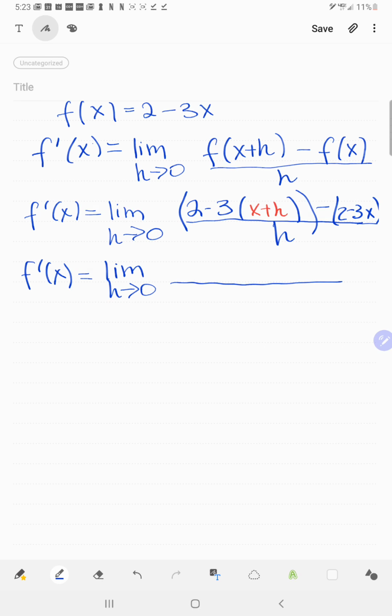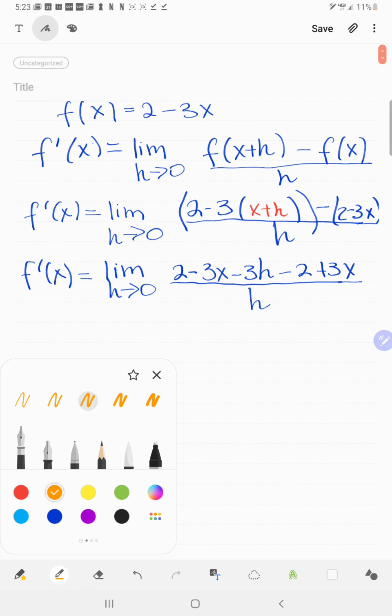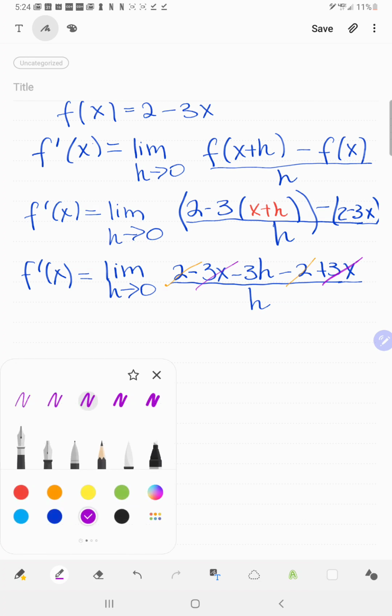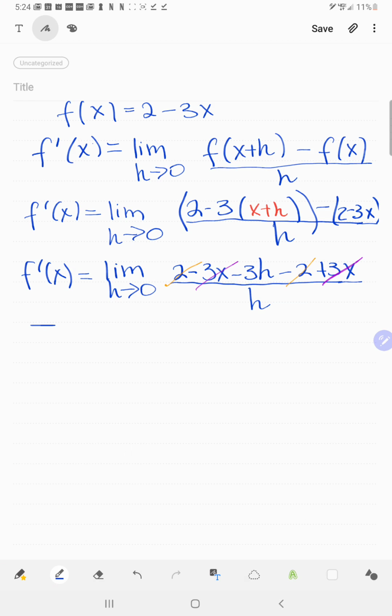and now we'll simplify. We have 2 minus 3x minus 3h minus 2 plus 3x all over h, and then as you can see some things would cancel, so 2 and negative 2 would cancel, and also negative 3x and 3x will cancel. So what we are left over with is f prime of x as the limit as h approaches 0 of negative 3h over h.